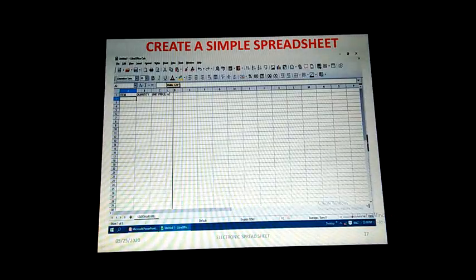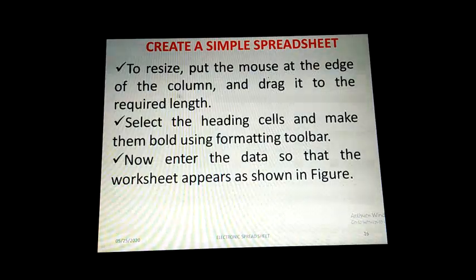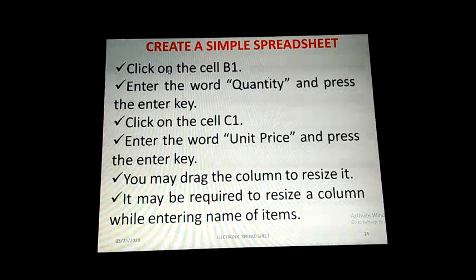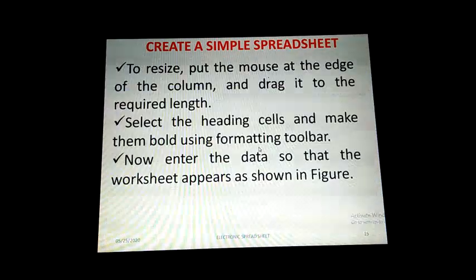You need to place the cursor here. It will show a two-headed arrow. After getting the two-headed arrow, you should click and drag it to the right side in order to increase the width of the cell. Like that you can resize the column. After entering the items, to resize, put the mouse at the edge of the column and drag it to the required length. Select the heading cells and make them bold using the formatting toolbar.